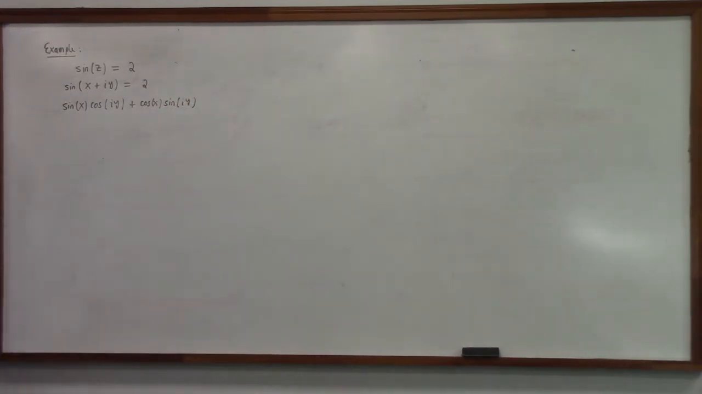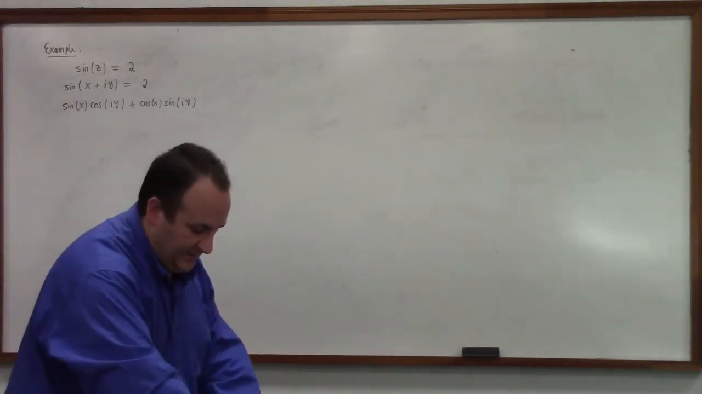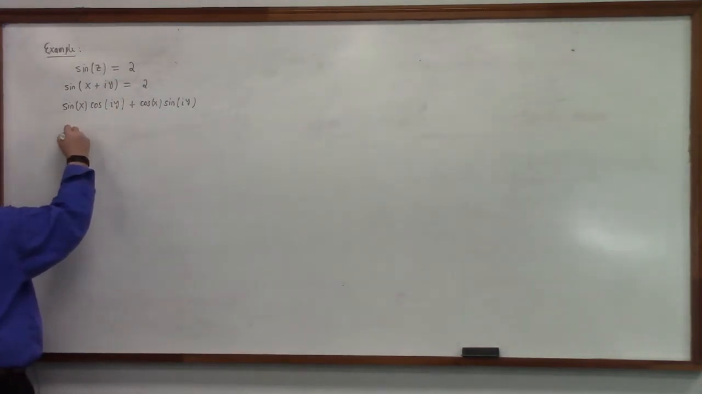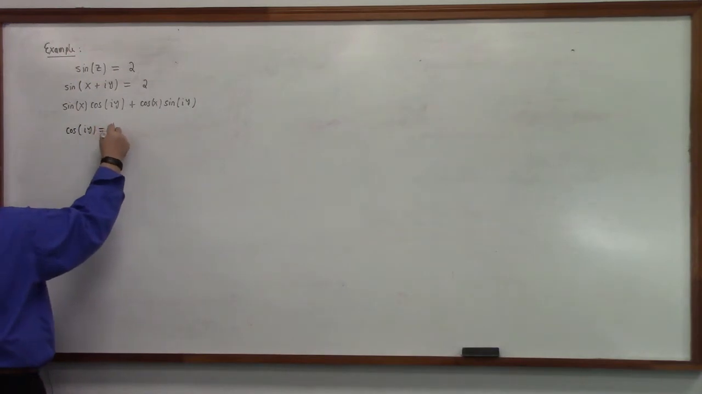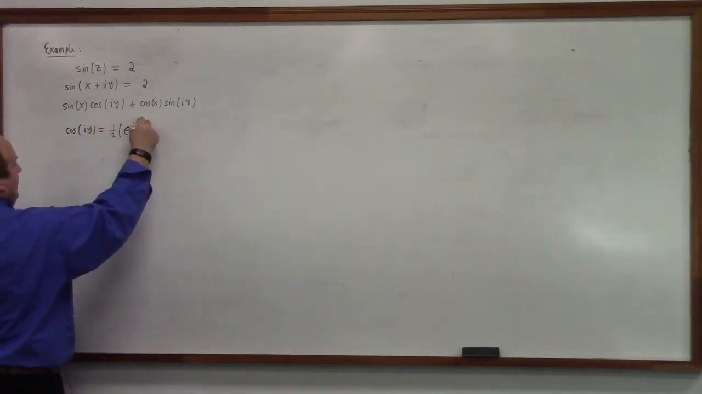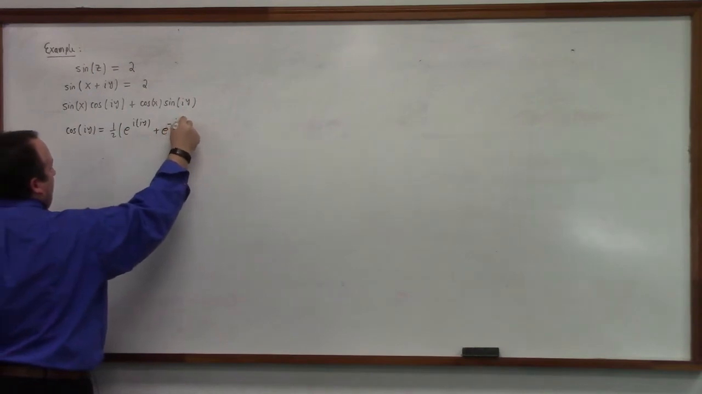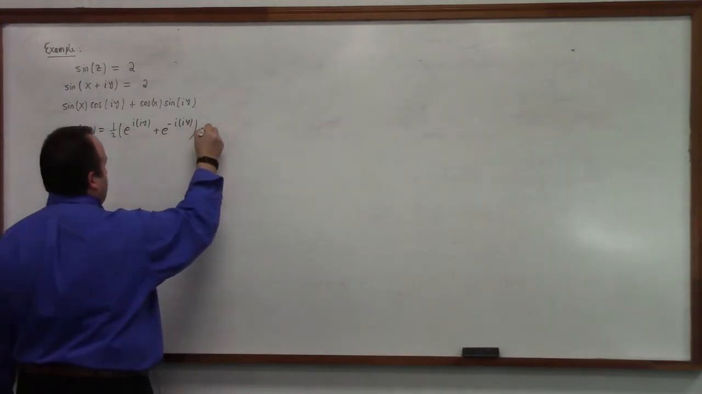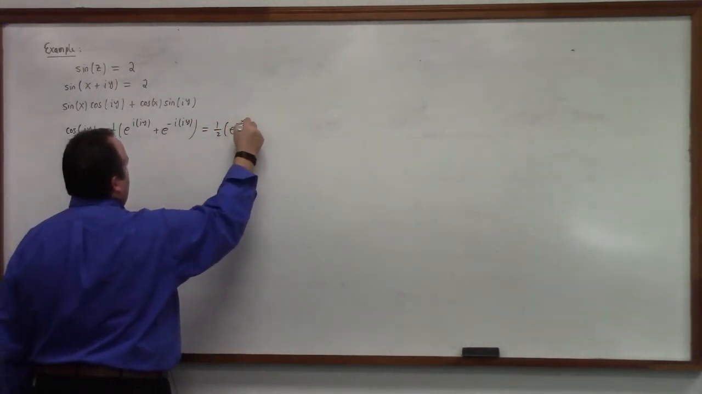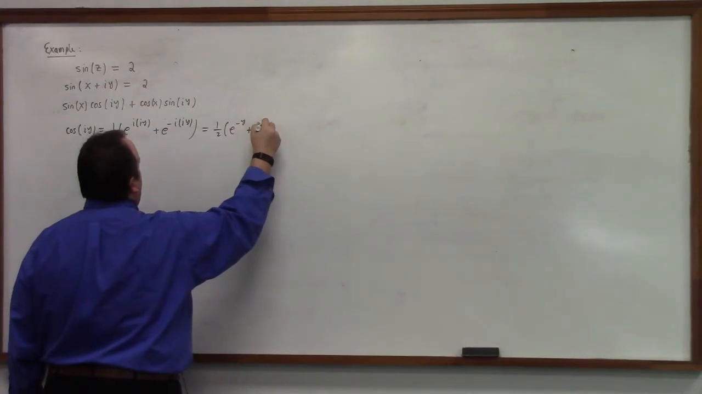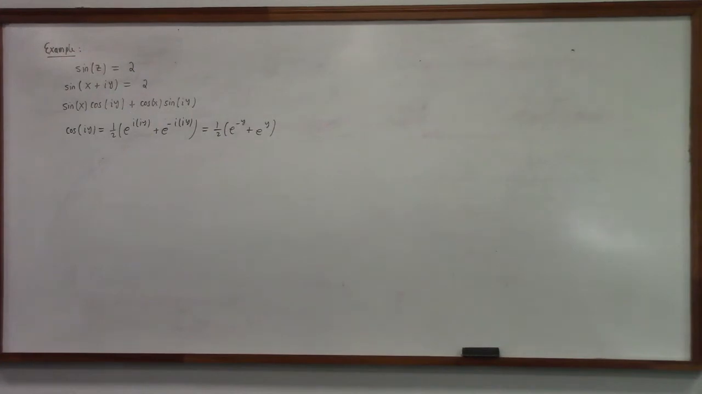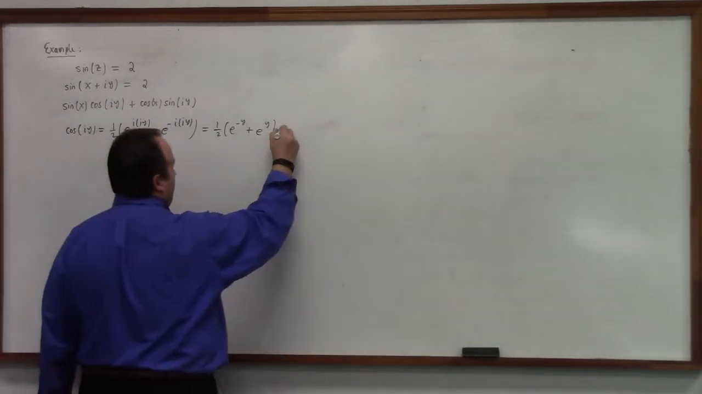Right? So cosine and sine and cosh and sinh are intimately related. They're very, very closely related. So cosine of iy is 1/2 e to the iy plus e to the minus iy. Right? So what is that? That's 1/2 e to the minus y plus e to the y. Right? What is that? Well, that's exactly just hyperbolic cosine of y.